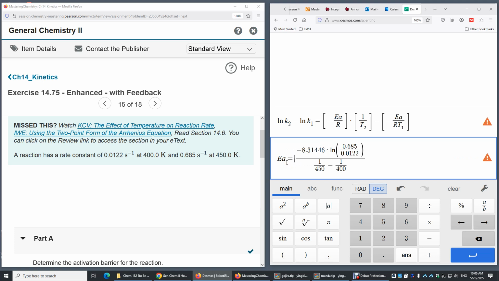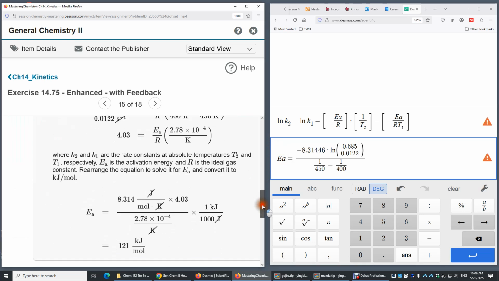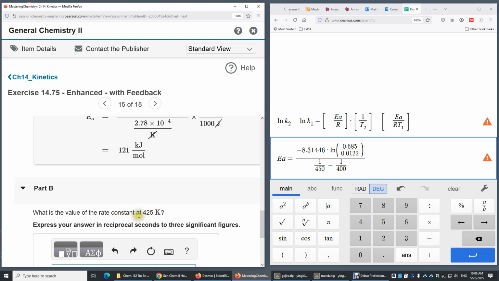I'm going to use another trick to deal with this problem without even calculating the pre-exponential factor A. Of course, you can calculate the pre-exponential factor A and then determine the rate constant at any temperature, including 425. But because I have this value, 121 kilojoule per mole, I'm converting this to joule per mole because this R constant is in joule per mole Kelvin. So I just want to make sure that everything matches up.